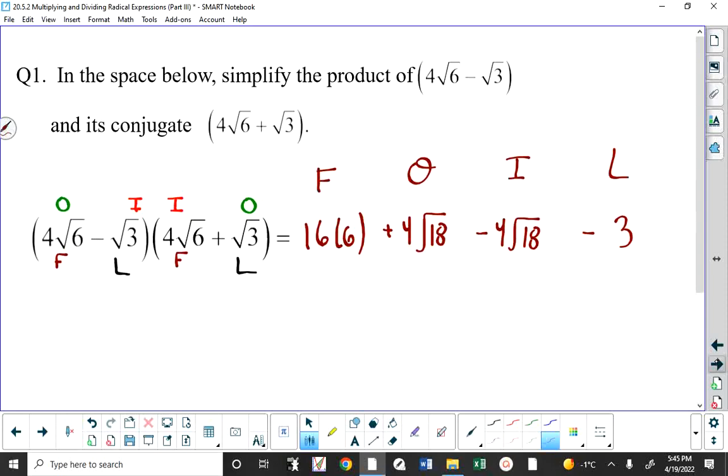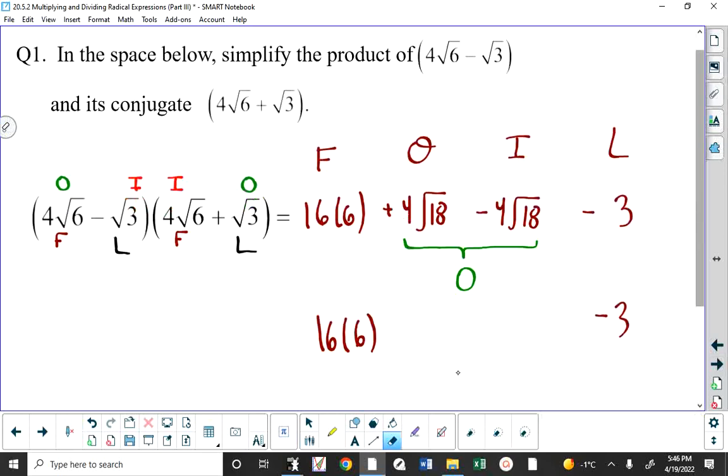What's interesting here is that your outer and inner reduce to 0. And you're left with 16 times 6 minus 3. And 16 times 6 is 96, minus 3 gives you 93.